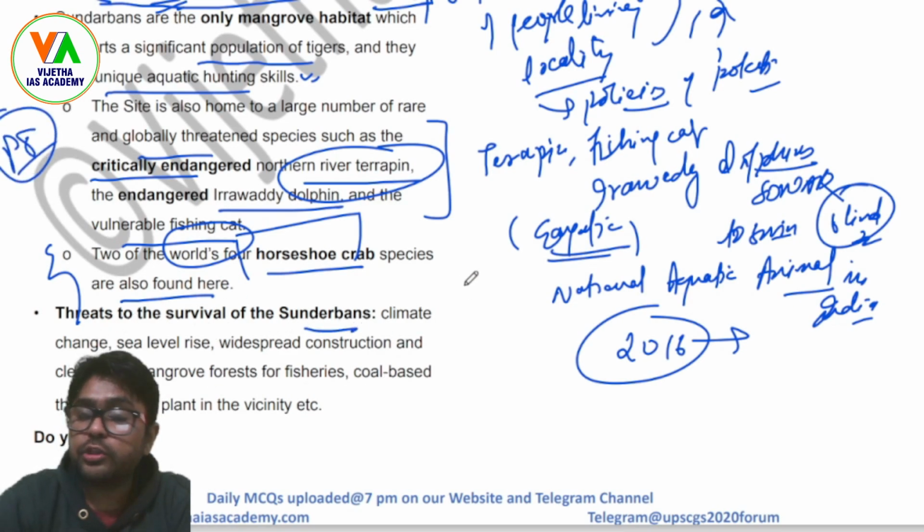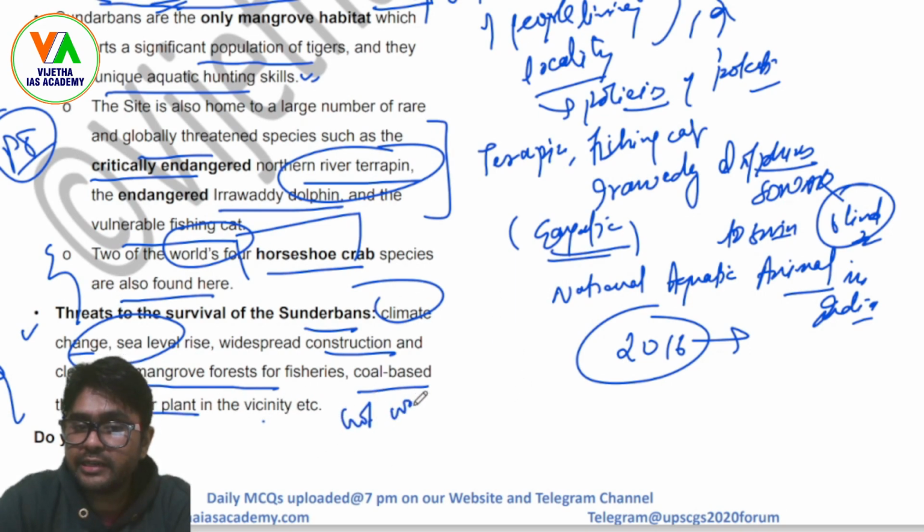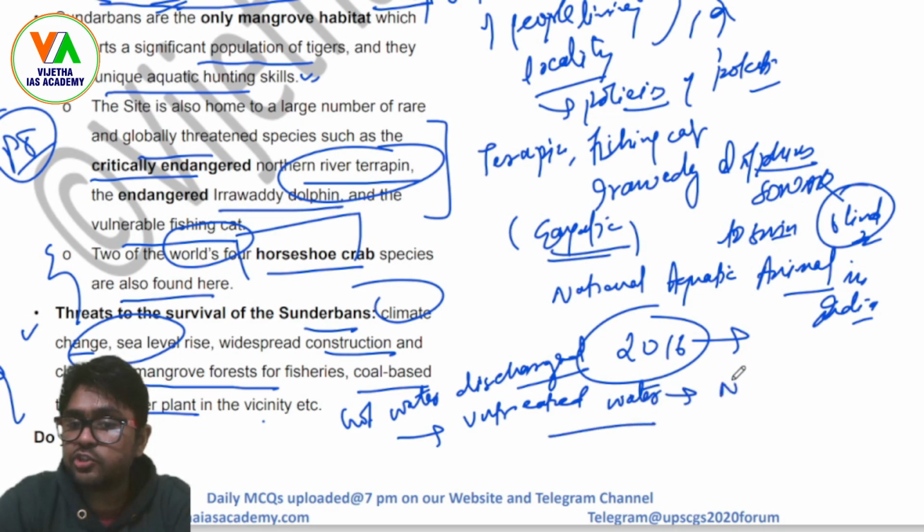Threats to the survival of the Sundarbans. Like, what are the threats? Climate change. Normally, it is a problem everywhere. Sea level rise. Yes. Widespread construction and clearing of mangrove forest, right? That means deforestation in the marine ecosystem. Coal-based thermal power plants in the vicinity, because hot water is discharged within the area, or untreated water is discharged in the area. Hence, it disturbs the natural marine ecosystem of water, which is very unique.